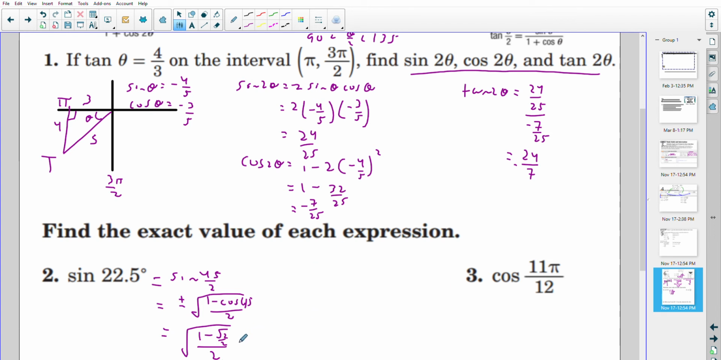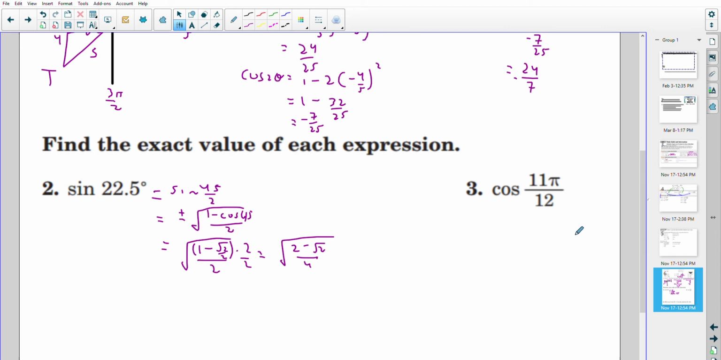And you could make that a little bit easier by multiplying by 2 over 2. A little bit simpler form: 2 minus square root of 2 when you distribute that 2 through, all over 4.